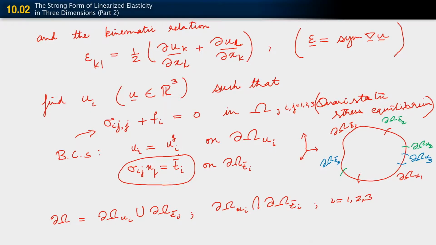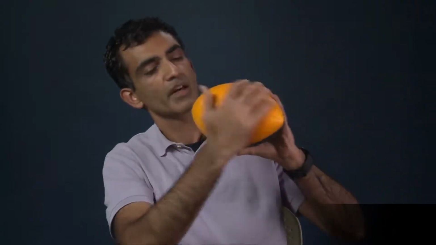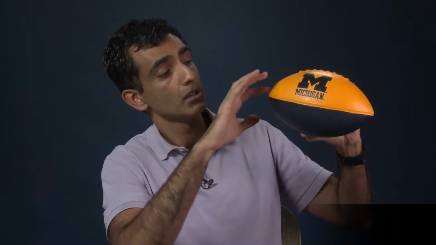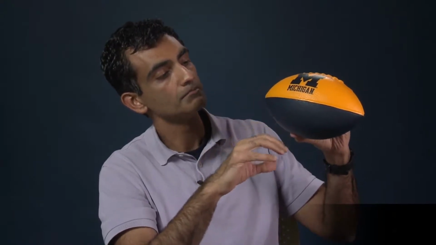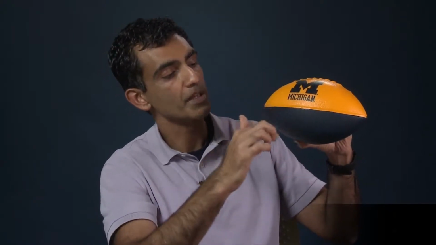Okay, so if U1 is specified on the maize part, T1 is specified on the blue part, right? And then again, U2 may be specified on the part of the football that you can see, and T2 is specified on the opposite part, okay? U3 may be specified on some combination of the maize and blue, maybe that maize part, this blue part. On its complement is where T3 is specified, okay?